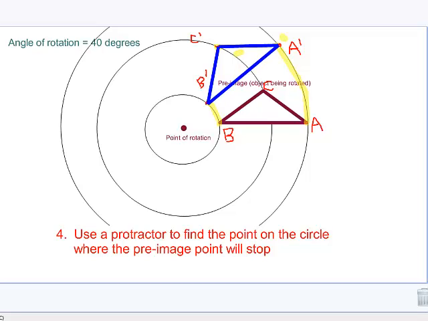we get an isometric image. The blue triangle is congruent to the brown triangle. It's just been rotated 40 degrees around that point of rotation.